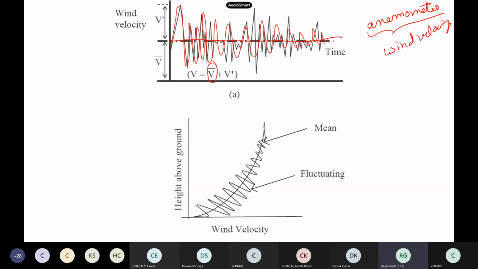That is also V bar, and then we will also have a fluctuation. So some fluctuations will come up in this data itself. This is how the wind anemometer data set looks. And now if I plot this wind velocity with respect to height, people have measured at 5 meter, 10 meter, 20 meter, 30 meter, 40 meter.